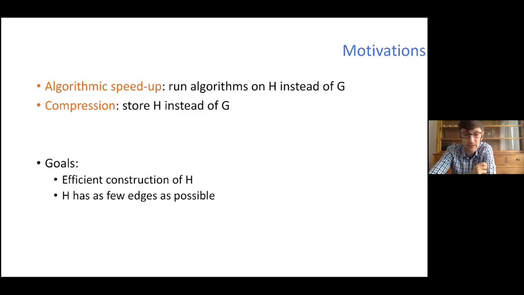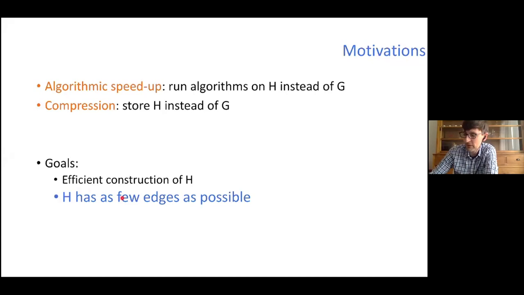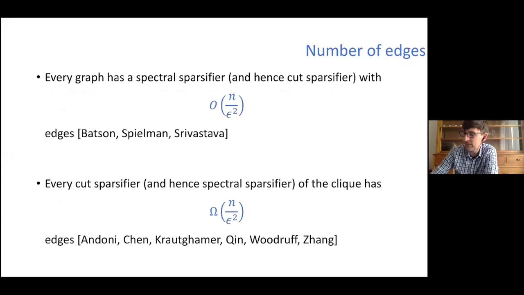So the question that we will look at in this talk, we'll focus pretty much exclusively on the question of what is the smallest possible number of edges that we can get, even regardless of the efficiency of the construction. So here there are essentially tight bounds in that Batson, Spielman, and Srivastava proved that even the stronger definition that allows arbitrary real number assignments, not just cuts, can be achieved using only of the order of n over epsilon squared edges. So a linear number of edges for constant approximation epsilon. And even for the weaker definition, the one that is only about cuts, omega of n over epsilon squared edges are necessary to approximate some graphs, such as the clique. So the question of the number of edges is solved up to constant factors.